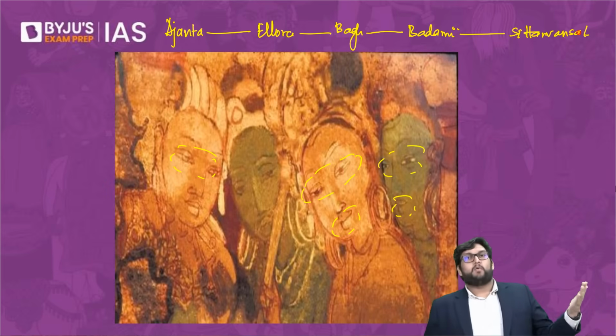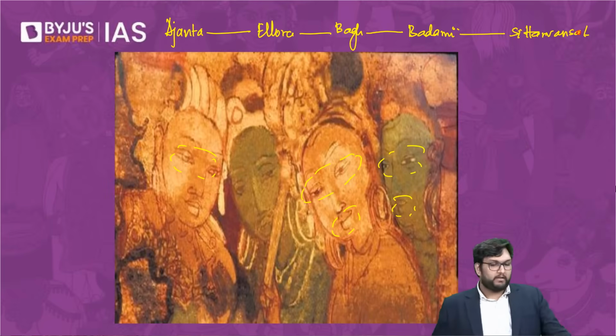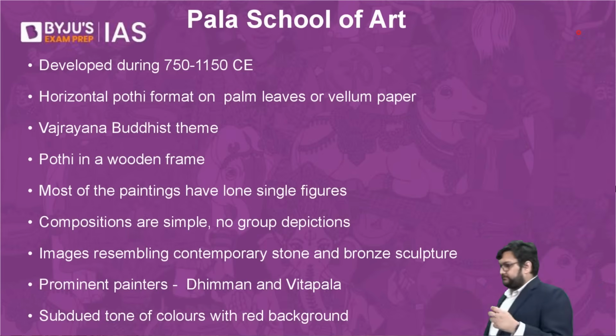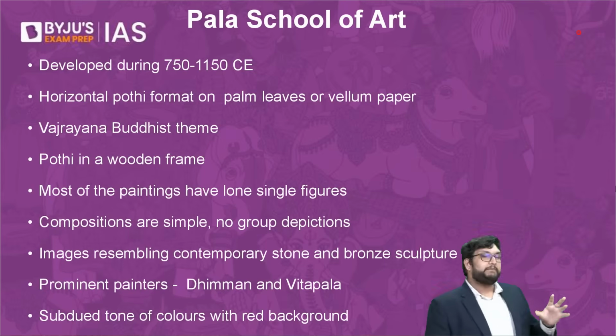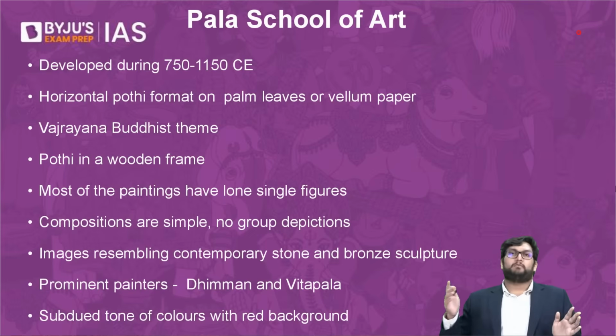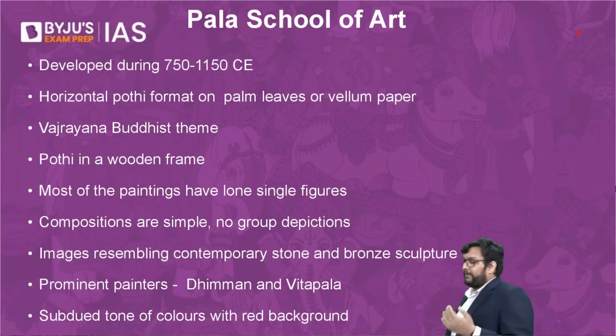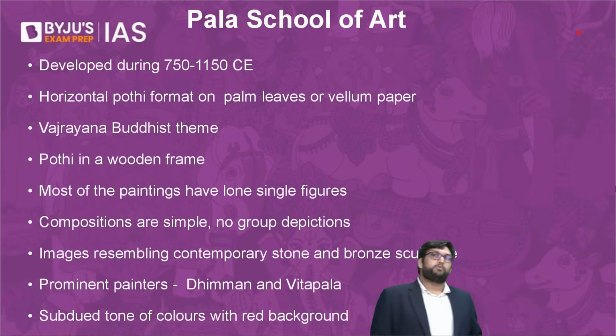Now, going away from this mural tradition, which is quite common in the viharas and the chaityas, the next way in which painting tradition was represented in ancient India or the early medieval period is the Pala and the Apabhramsa school. The Pala school would be related to which theme again? If they are the Palas, it has to be Buddhism.